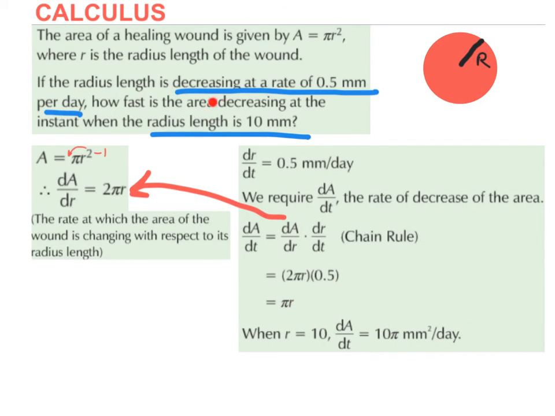So how fast is the area decreasing at the instant when the radius length is 10 millimeters? It's decreasing at 10 pi millimeters squared per day.